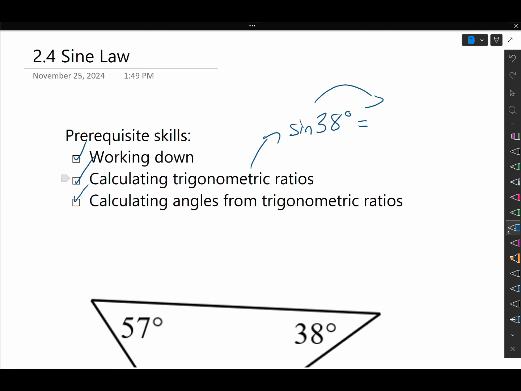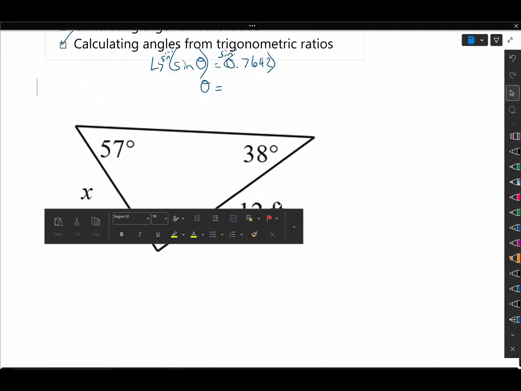We also need to rely on our ability here to calculate an angle from a trigonometric ratio. That means if we have the sine of theta equals 0.7642, we need to be able to turn this into an angle by taking the inverse sine of both sides. Right? Now, this is not new to you in this course. This is not new to you in math. You learned that in grade 10. Now, we'll jump right into it.